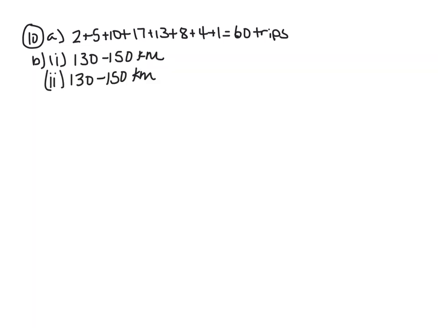Part B1 wants you to find the modal distance, so the highest bar on the histogram falls in the 130 to 150 kilometer bar. And the next one is median distance. So if there's 60 trips, that means the median distance falls on the 30th and a half trip. So if you add up these until you get to that point, you'll find that it also falls in the 130 to 150 kilometer range.